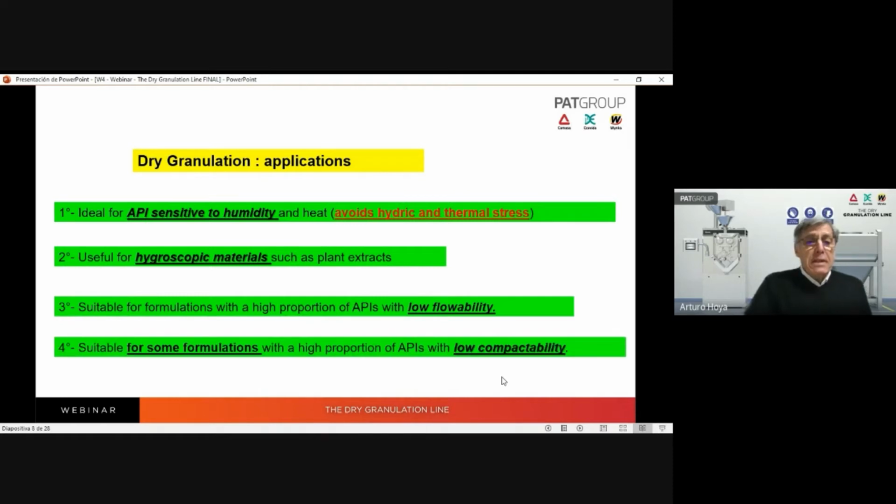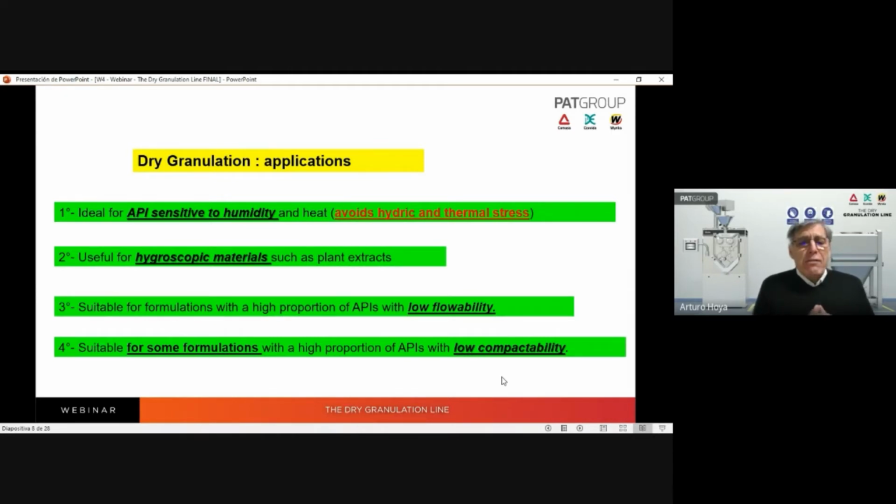The other possibility is that dry granulation is suitable for some formulations with a high proportion of API with low compactability, the other characteristic that the intermediate product has to have, because if the powder has low compactability, the tablet during tablet compression will be fragile, low hardness, etc.